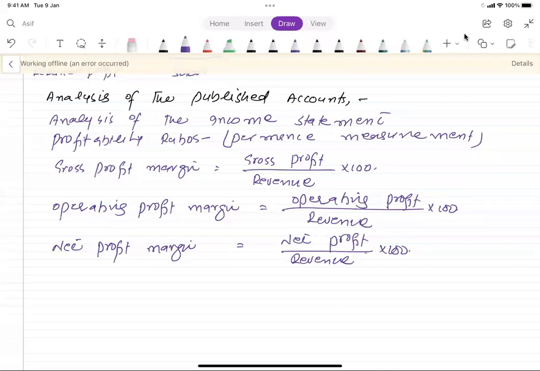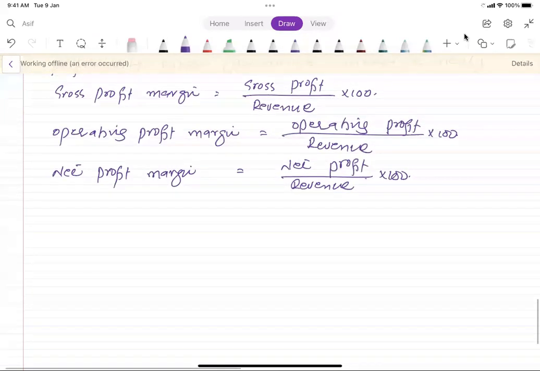Operating profit margin: operating profit divided by revenue multiplied by 100. And then net profit margin: net profit divided by revenue multiplied by 100. To understand why we calculate these types of ratios, we need to make an income statement and identify the reason that we study these ratios.